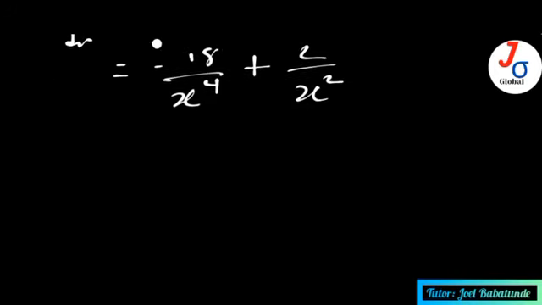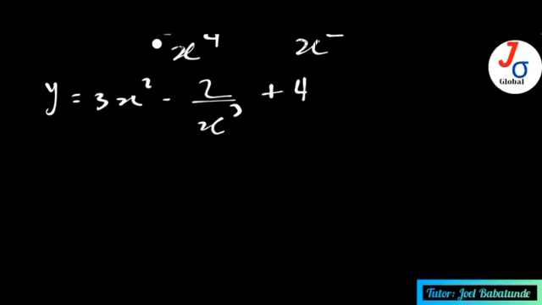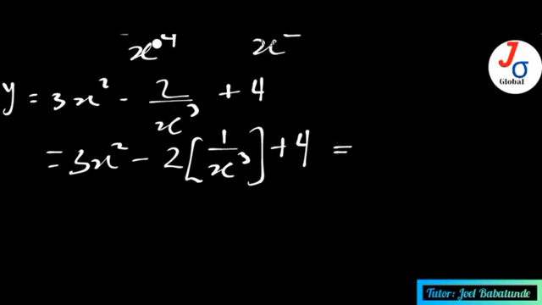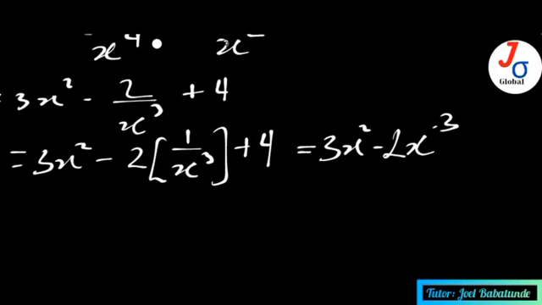Okay, then let's see another example. Let's say y equals 3x squared minus 2 over x to the power of 3 plus 4. How do I differentiate this? The first thing, I have to simplify this by saying 3x squared minus 2 into 1 over x cubed plus 4. And so I have this as 3x squared minus 2x to the power of minus 3, then plus 4.